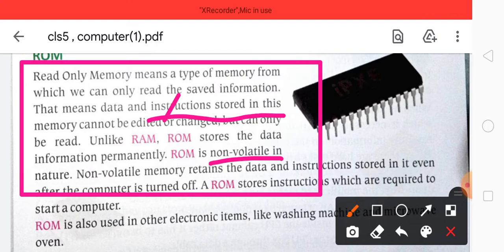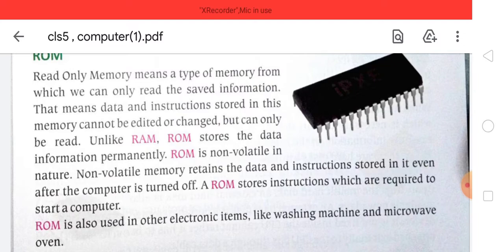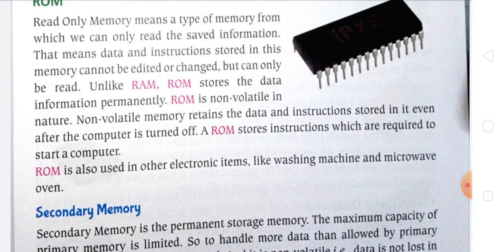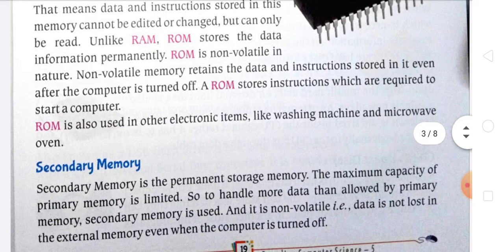even after the computer is turned off. The volatile memory works when the computer is turned on, and the non-volatile memory retains the data after the computer is turned off. So ROM stores instructions which are required to start a computer. ROM is also used in other electronic items like washing machines and microwave ovens, etc.